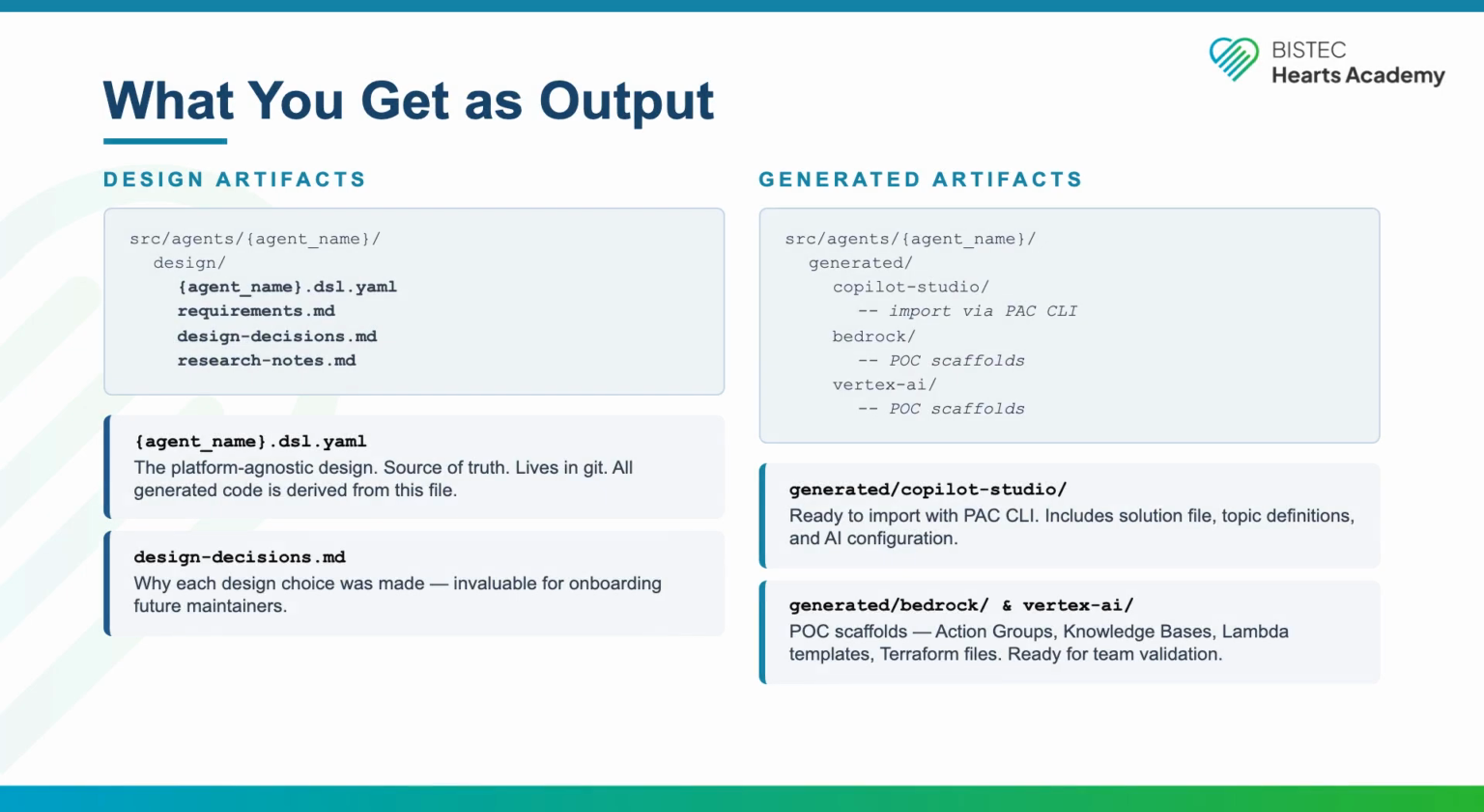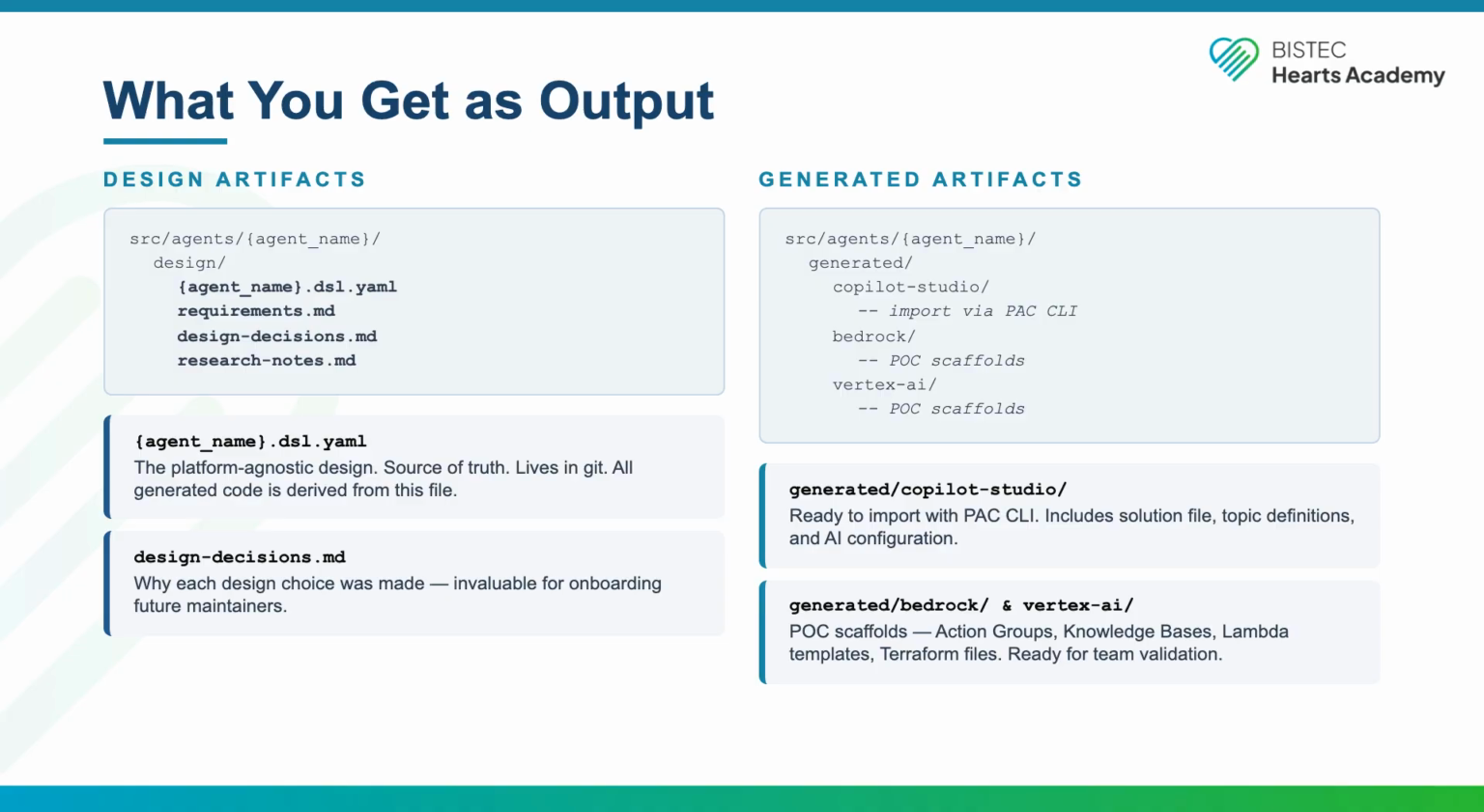When you run Build Studio end-to-end, here's what lands in your repository. Under the Agents Design directory, you get the DSL YAML file, the platform-agnostic design that is your source of truth, alongside 3 documentation files: requirements.md, design-decisions.md, and research-notes.md.